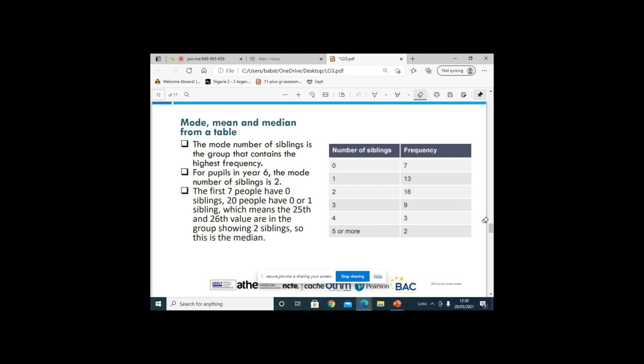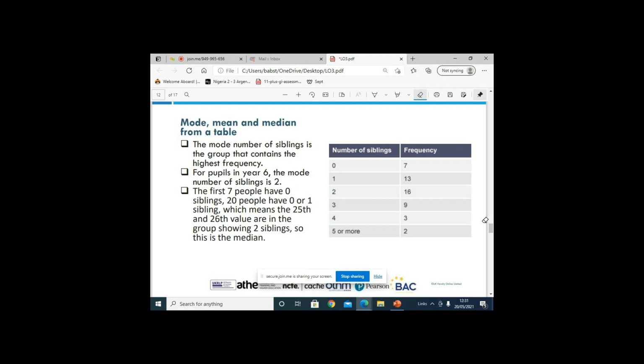People that have only one sibling, they are 7. People that have 2 siblings, they are 13. People that have 3 siblings, they are 16. People with 4 siblings, they are 9. And people with 5 or more, they are 3. So we are asked to find out the mode.